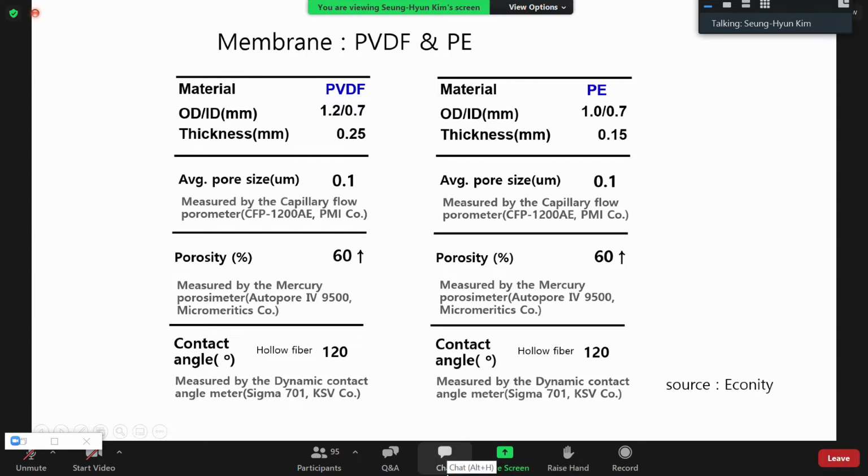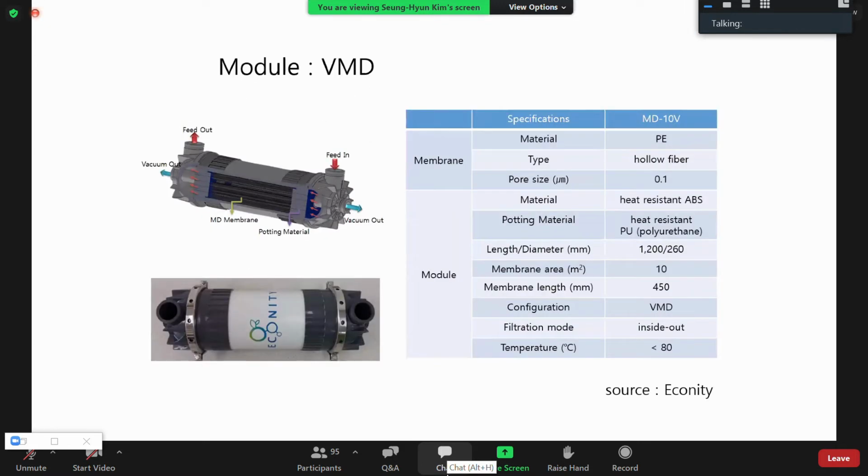The only difference is thickness: the PVDF fiber is thicker than polyethylene fibers. And we also developed a full commercial module for MD application. Actually, we developed 2 modules. One is a VMD, vacuum membrane distillation configuration. The other one we can use for VMD and DCMD, direct contact membrane distillation.